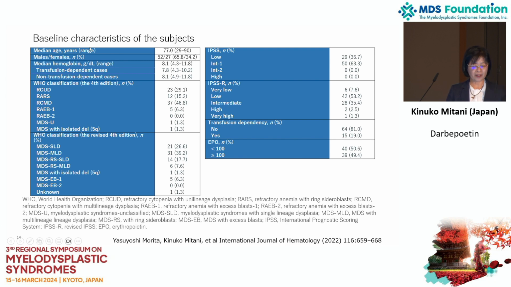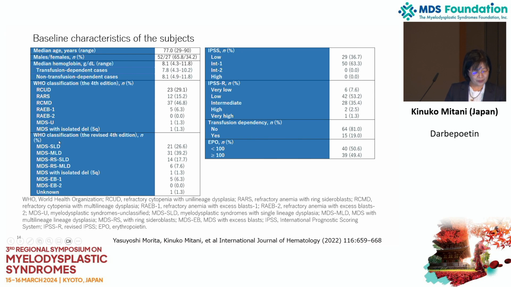This slide shows baseline characteristics of the subjects. Median age was 77, and male ratio was 66%. The median hemoglobin level was 8.1 gram per deciliter, with 7.8 in the transfusion-dependent cases and 8.1 in transfusion-independent cases. Patient distribution according to the fourth edition and the revised fourth edition of WHO classification, IPSS, and IPSS-R is described here. Tendencies were almost similar to those in the epidemiological survey that I just introduced before.